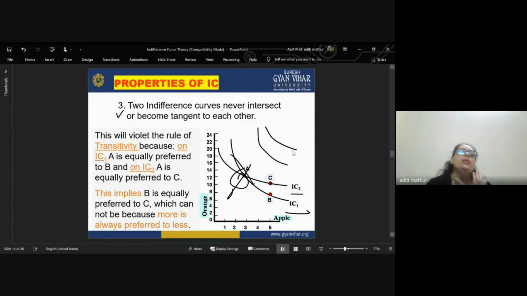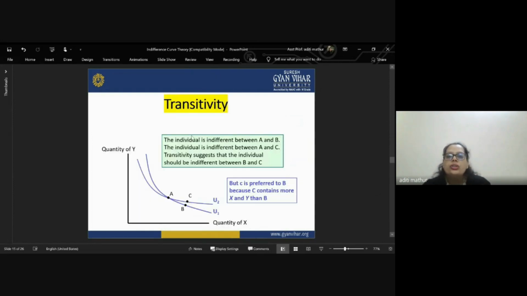They are parallel to each other, because intersection violates the rule of transitivity. Because on IC1, A is equally preferred to B on IC2, which is not possible, right? So this is transitivity. The individual is indifferent between A and B. The individual is indifferent between A and C. Transitivity suggests that the individual should be indifferent between B and C, right? But this point is common in both the curves, which is not possible in the case of indifference theory.